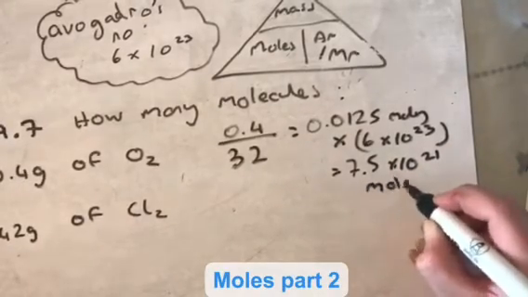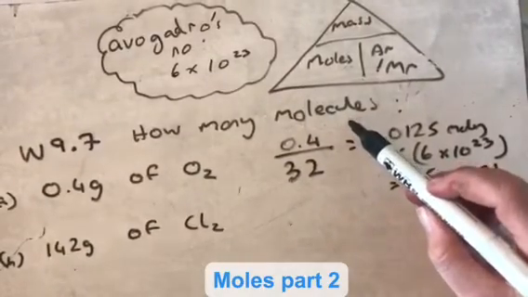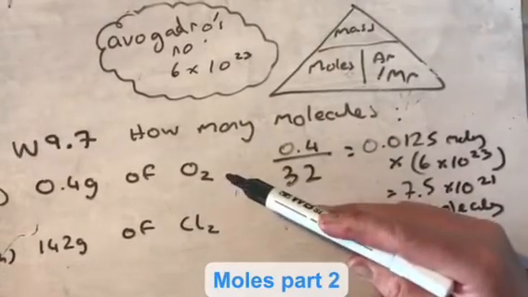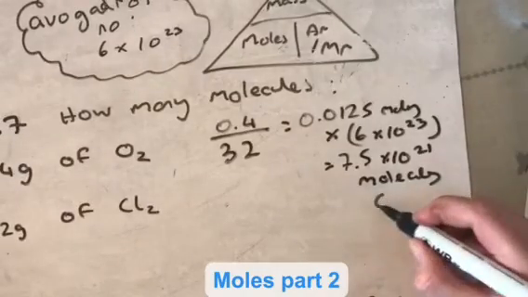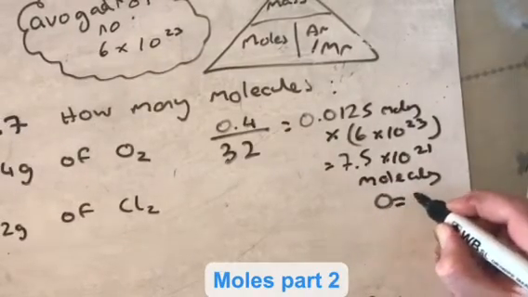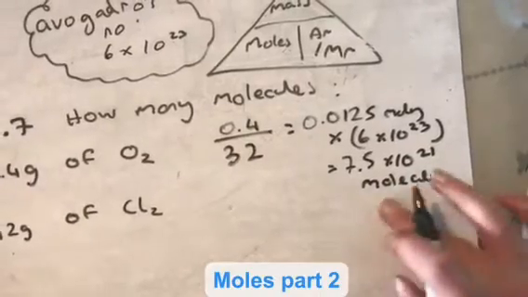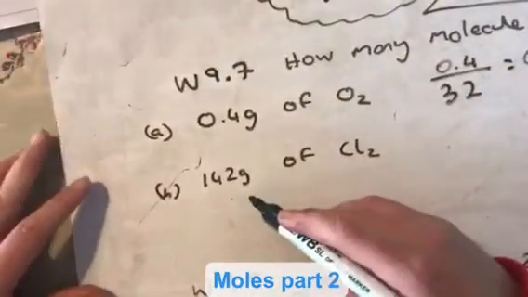Now just be aware, girls, molecules is not the same thing as atoms. Molecules are groups of atoms attached together. If they'd asked for atoms here, we would have to take a third step. So this is the number of O2 molecules, our oxygens stuck together, like this, okay? If they'd asked for the number of atoms, we'd have to multiply by 2 at the end. But they haven't. They've asked us for a number of molecules, okay?